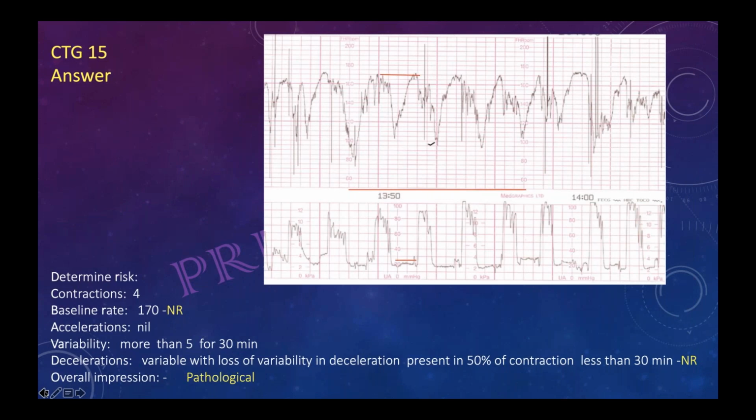Ma'am, here variable decelerations are present for more than 50% of the contractions. Yes, more than 50%. But the trace is less than 30 minutes. Less than 30 minutes is NR. Is it clear? Okay, yes, ma'am. Got it.